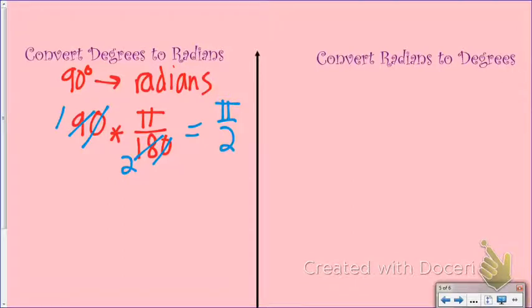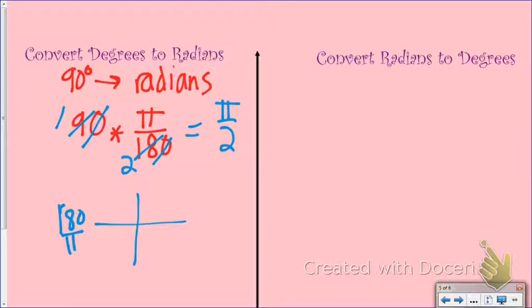Hopefully that makes sense to us because we know 180 degrees is half a circle. We know 90 is halfway in between. We also know that pi is half of a circle in radians. So half of pi we list as pi over 2. That's how we write that.